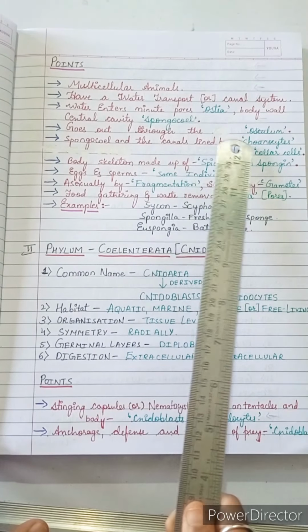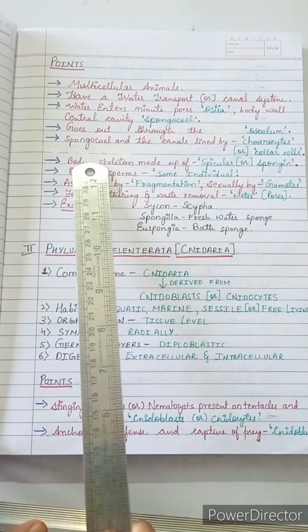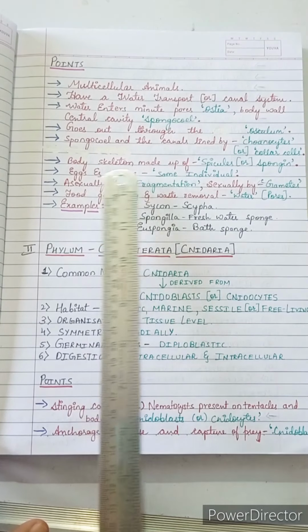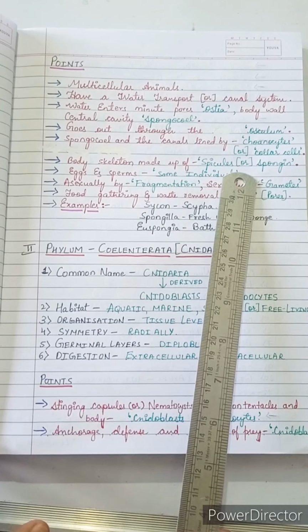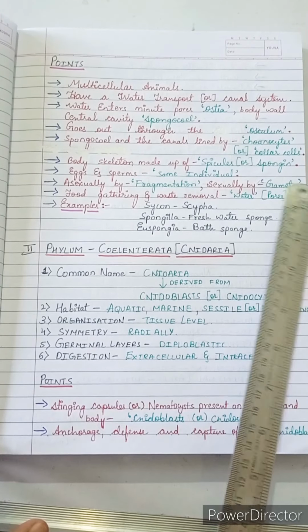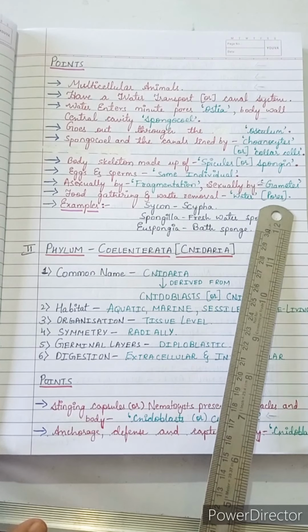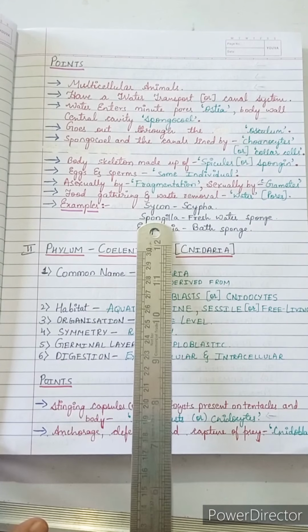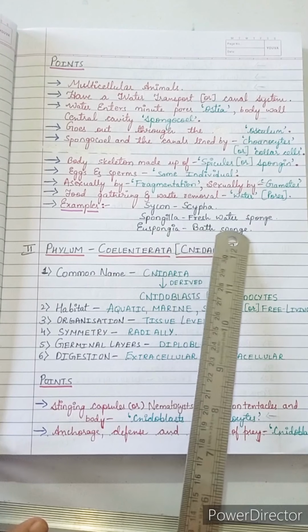The spongocoel and the canals are lined by choanocytes, or the collar cells. The body skeleton is made up of spicules or spongin. Eggs and sperms are produced by the same individuals. Reproduction is asexual by fragmentation and sexual by gamete formation. Food gathering and waste removal is through the water, that is through the pores. Examples are Sycon, that is Scypha, Spongilla, freshwater sponge, and Euspongia, that is bath sponge.